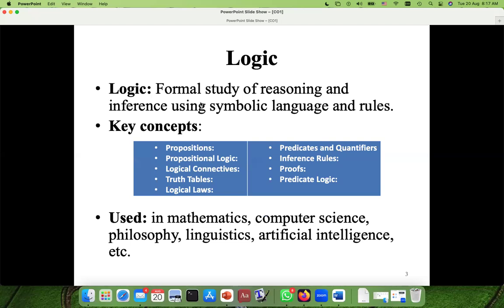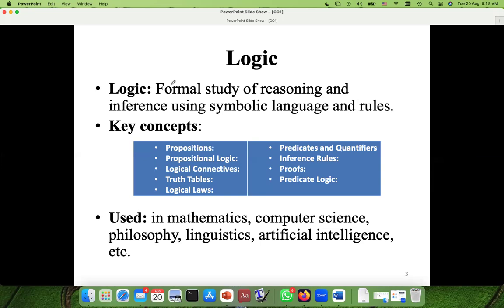So now this is logic. I told you that logic is a subfield of mathematics. There are many branches in mathematics, and logic is also a subfield of mathematics. So logic is what? It is a sub branch of mathematics.